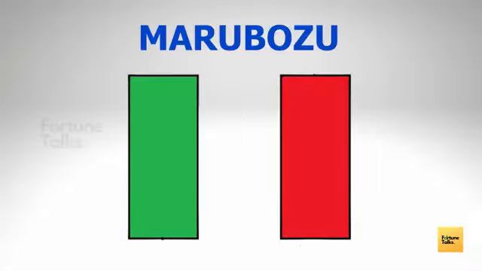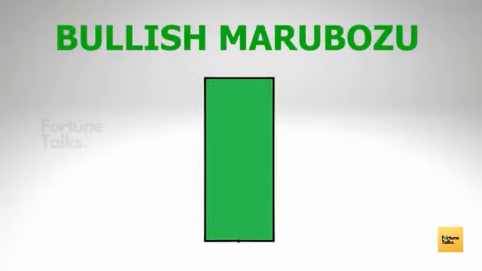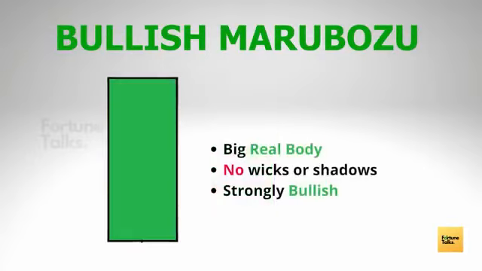Let's start our discussion on the first category of candlesticks. These candlesticks are called Marubozus. Let's look at the first type. Since the candle is a green one, it is a bullish candle. It has a big real body but has no wicks or shadows on either the upper or the lower end. So we know that the longer the real body, the more bullish the candle is.